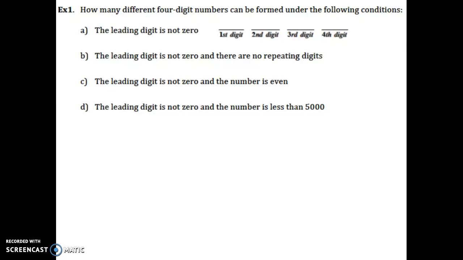Alright, here we are at example one. How many different four-digit numbers can be formed under the following conditions? If you want to pause and have a go yourself, you're most welcome to. I'm going to begin to go through them now.